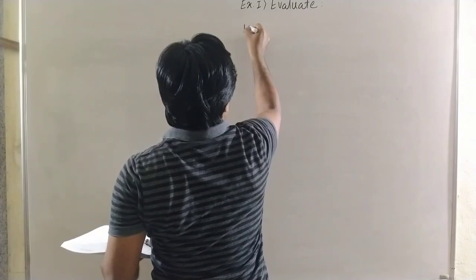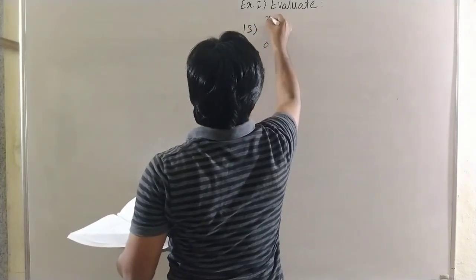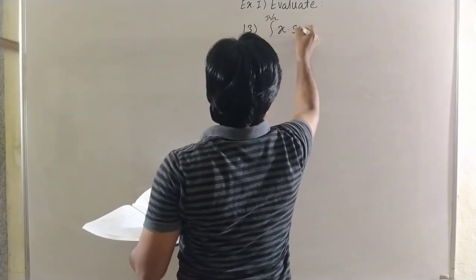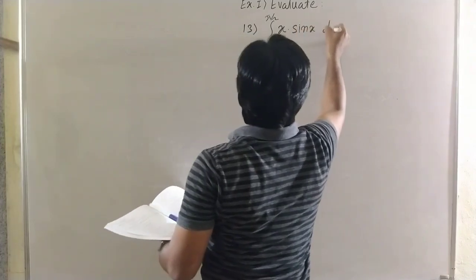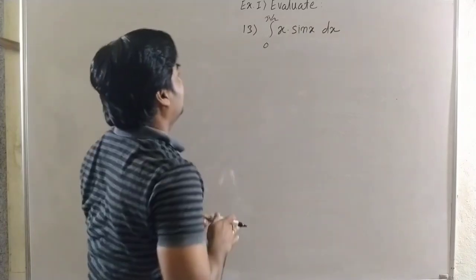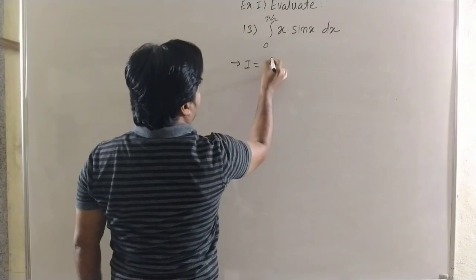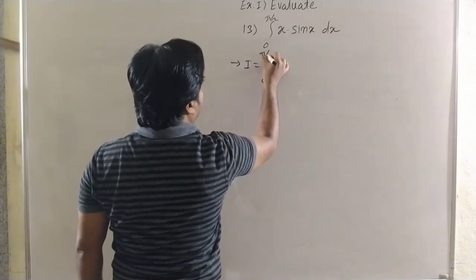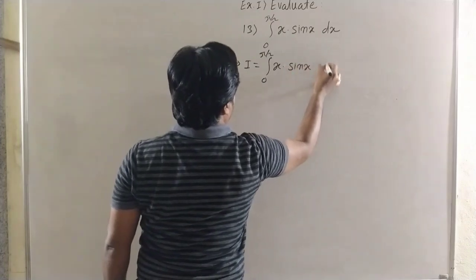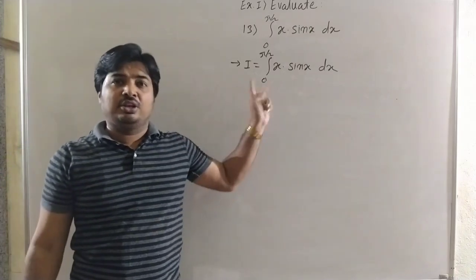Example number 13. Integral 0 to pi by 2 x into sin x dx. Here x into sin x, that is integration by parts, u into v.